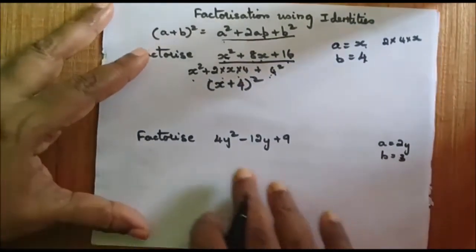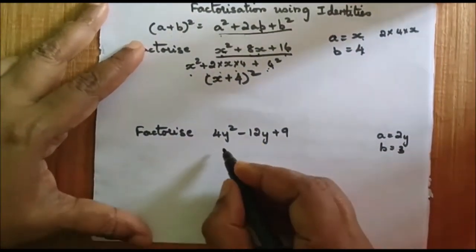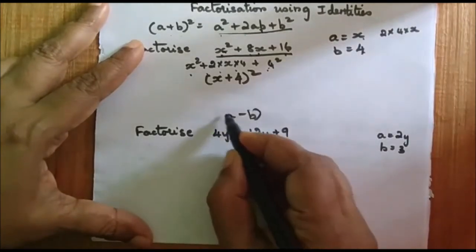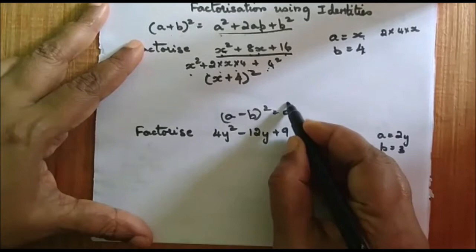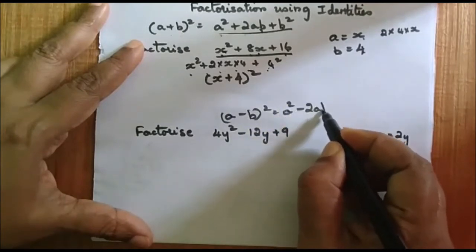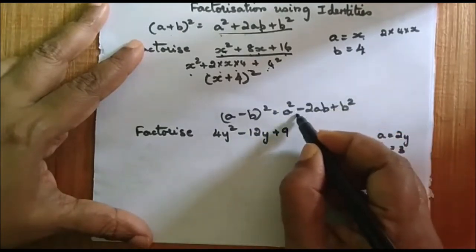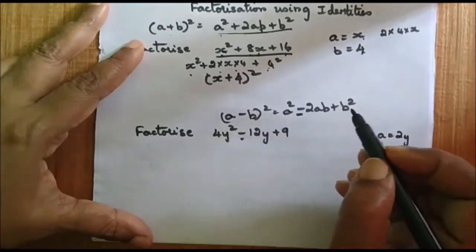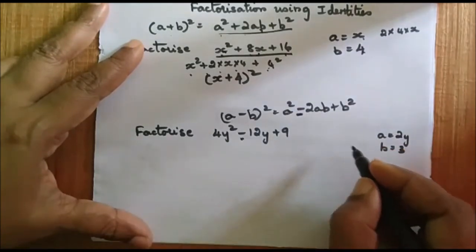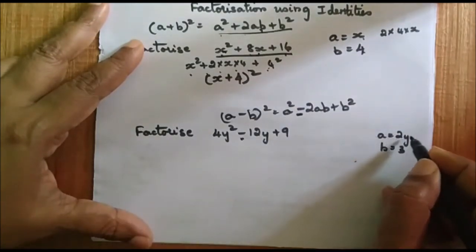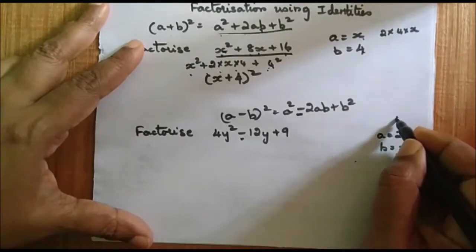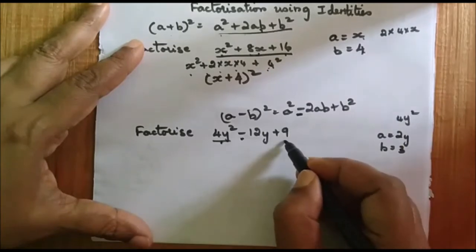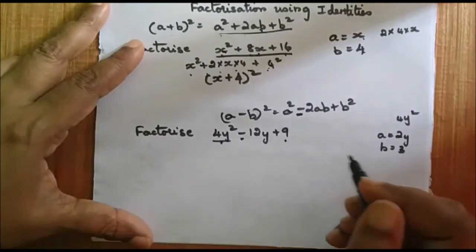Okay. Similarly, let me take this equation. Here this is of the form (a minus b) the whole squared, which is equal to a squared minus 2ab plus b squared. Because I have a minus sign here and a minus sign here, we have taken (a minus b) the whole squared. Now what is a? We can take a to be 2y. What is (2y) the whole squared? It is 4y squared. That is the term we get here. Now what is b? b is equal to 3.